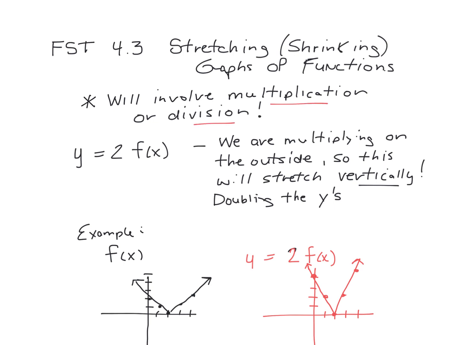So if we have something like y equals 2 times f of x, we are multiplying on the outside, so this will stretch it vertically. Same thing as when we did translations. If we added or subtracted on the outside, it moved it up and down. This is going to double the y's, as f of x really is the same as y. So we're doubling the y value.